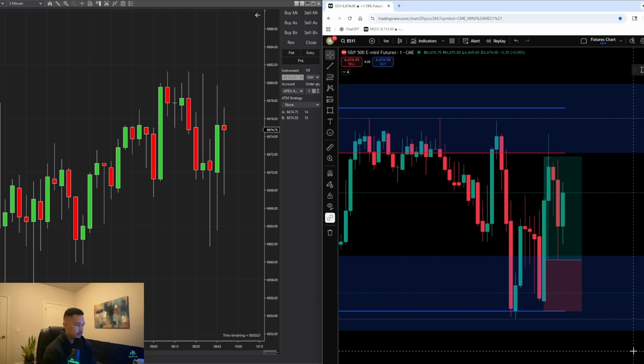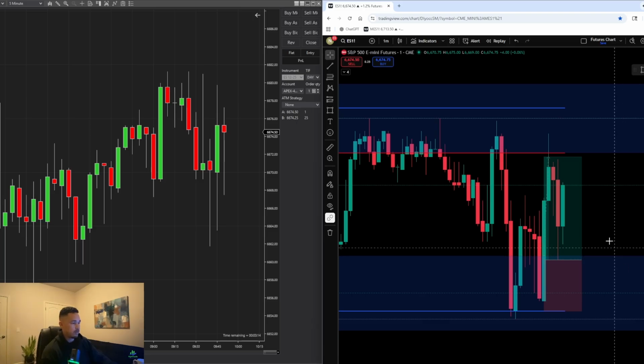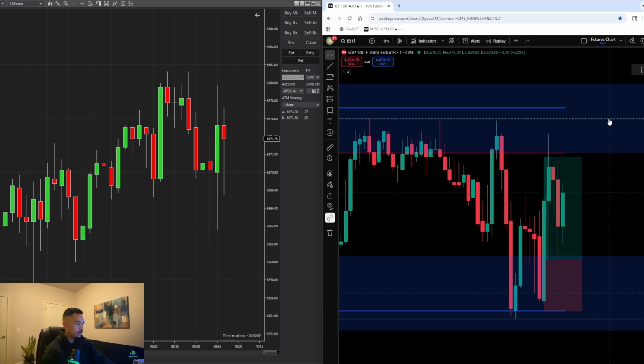Yeah, price is reacting right off of that support area again. So let's see if price can continue to proceed up and take out these equal highs at 66.80, 66.81, 25.